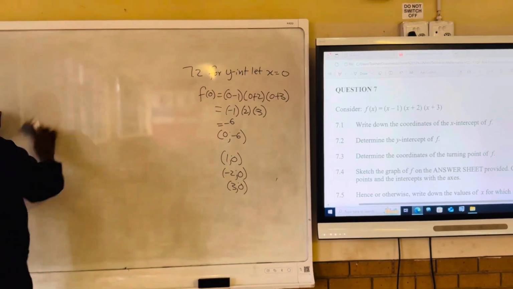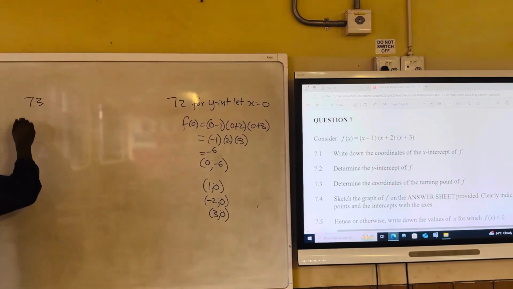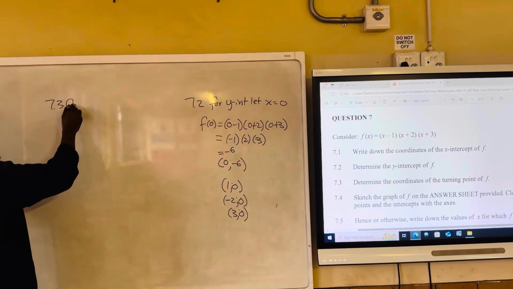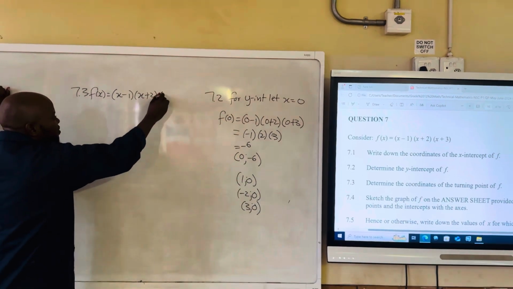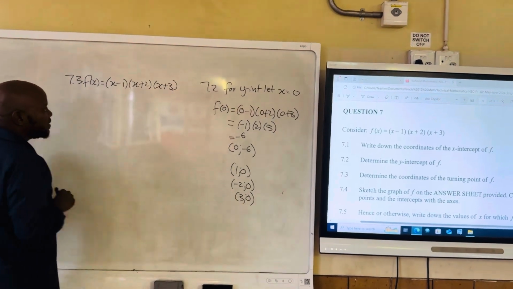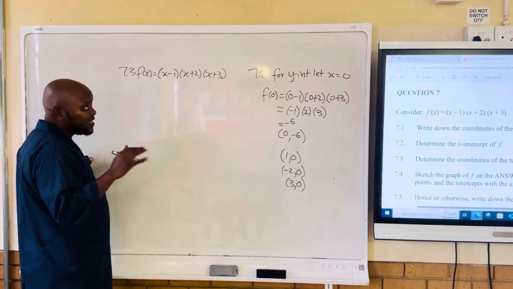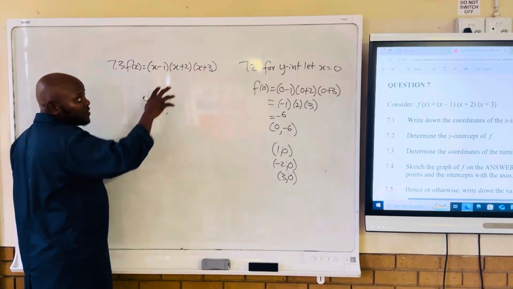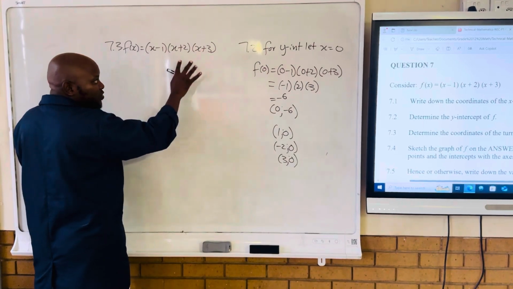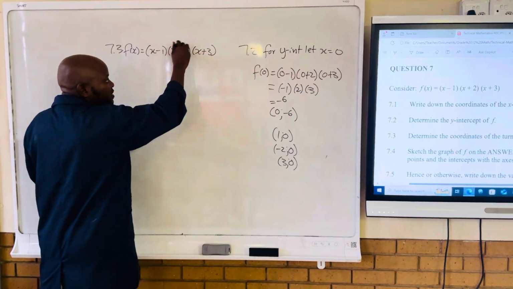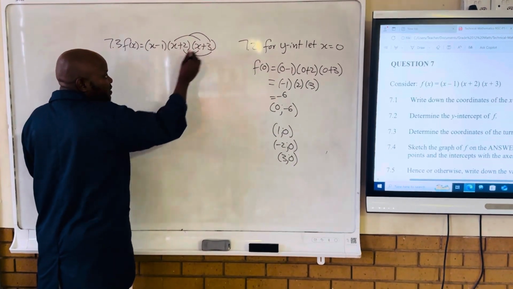We are looking for the coordinates of the turning point, and we are at 7.3. We still have f of x equal to (x minus 1)(x plus 2)(x plus 3). Nice. We are given 3 binomials, so we are going to start by multiplying the first 2. You can start with this one and end with that one, or you can start with these 2 and end with that one. This one multiplied by that one, this one multiplied by that one, and so on.